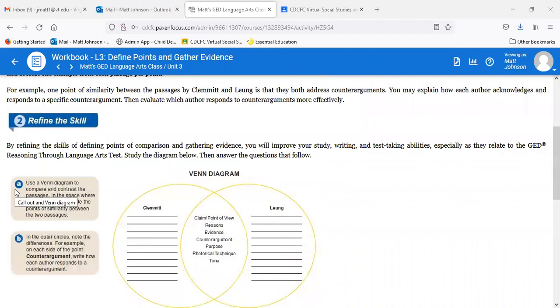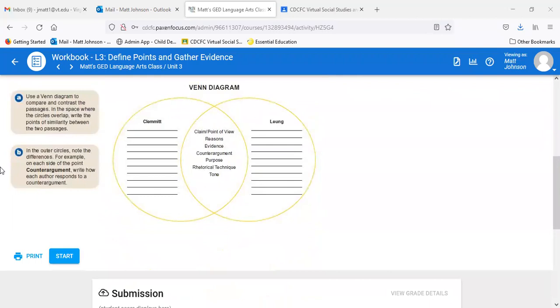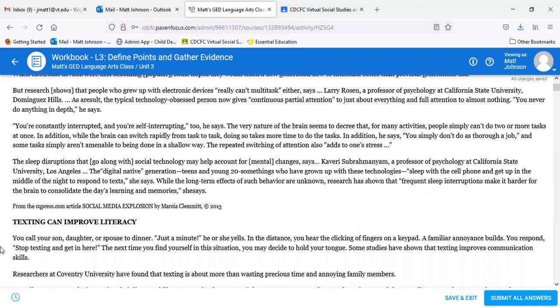So we could also use a Venn diagram, which we talked about, right? So you compare and contrast, and then in the space that overlaps, you put what is similar. So that's another exercise or another sort of tool that you could use. Okay, and that's sort of what we're going to have here.